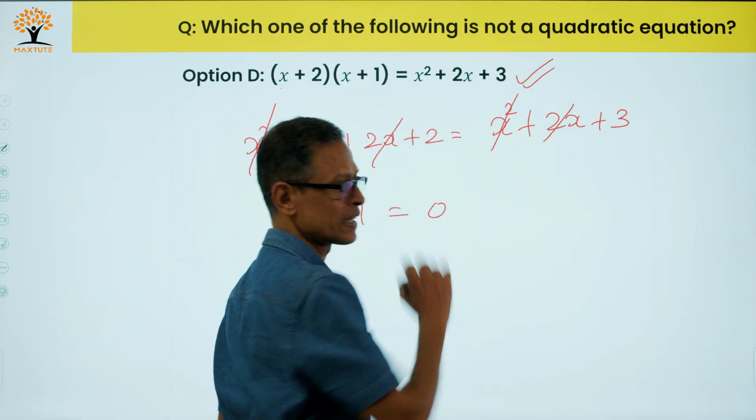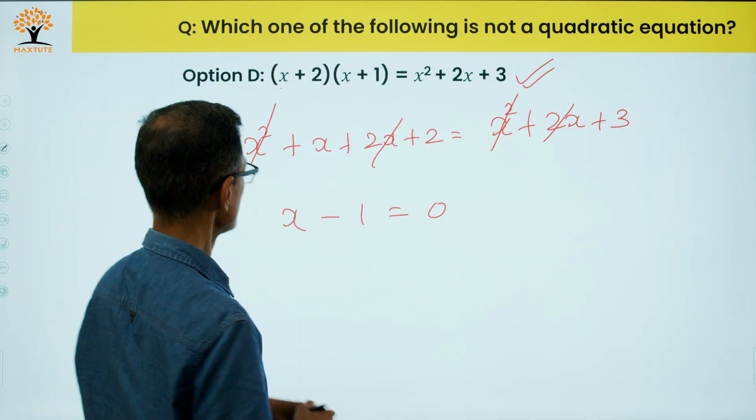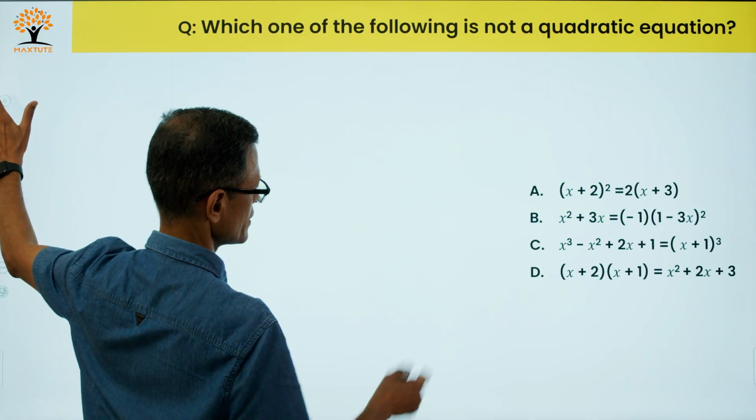Which of the following is not a quadratic equation? The equation given in option D is what is not a quadratic equation. Answer option is D, obviously.